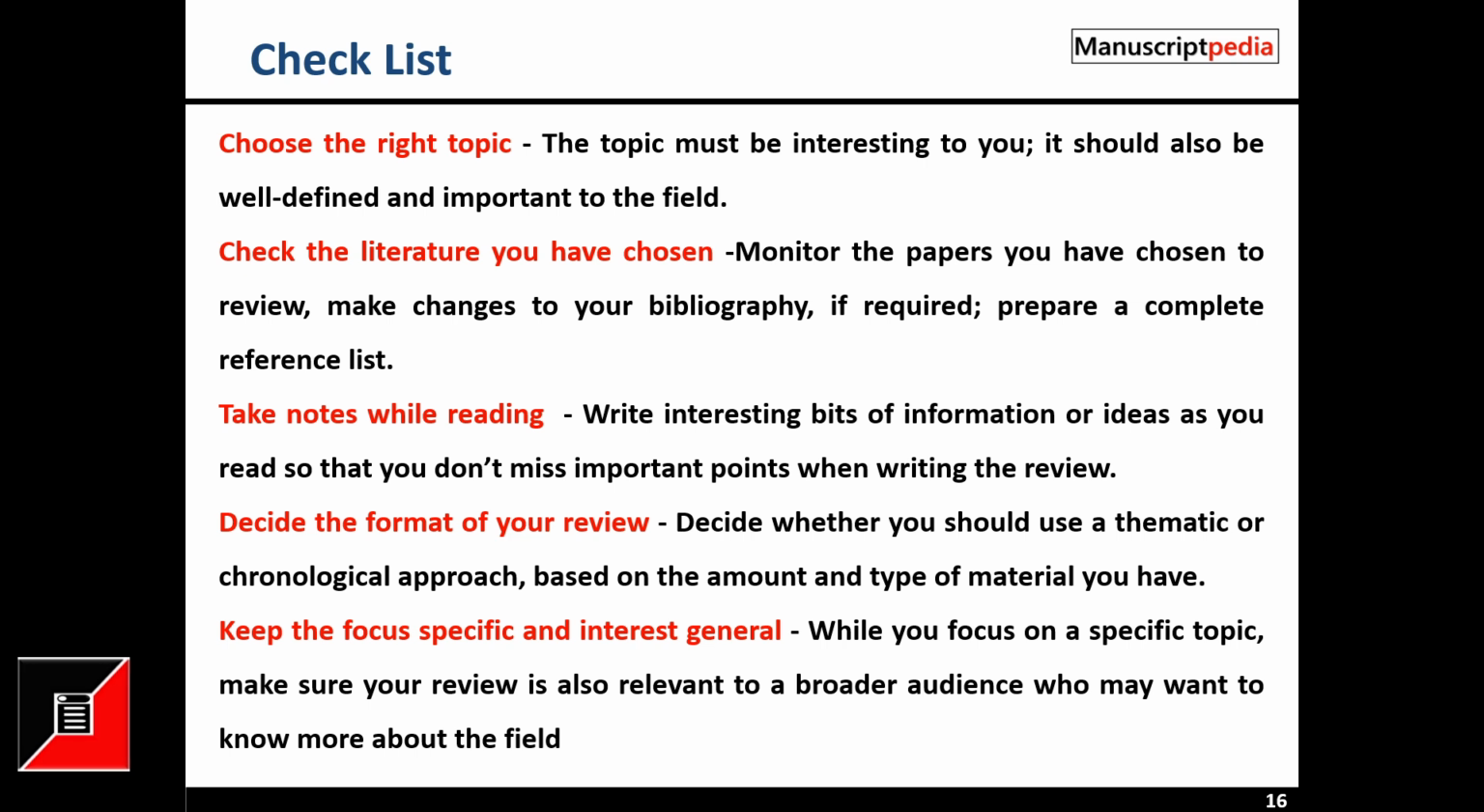comparatively to the technical papers. And the topic must be interesting to you. It should also be well defined and important to the field. Try to have some of the recent advanced topics like AI, ML, data science and others, if you are from that area of research work. If such a topic is there, more people will go through your research article and it will get more citations. So the topic is quite an important thing.